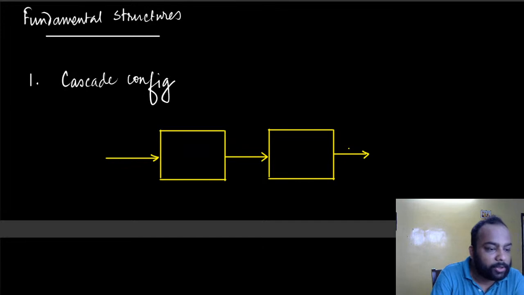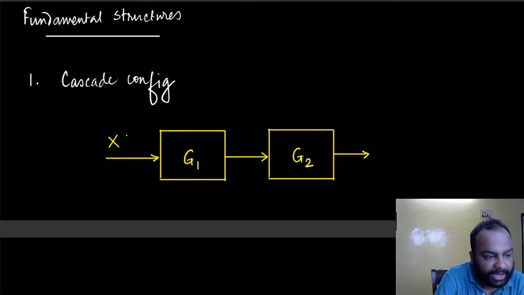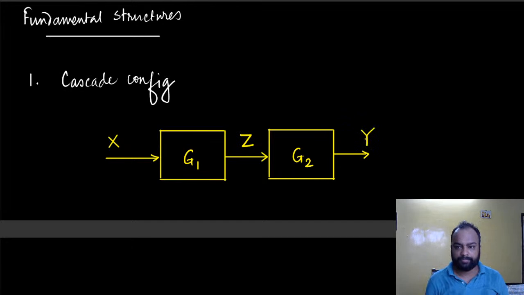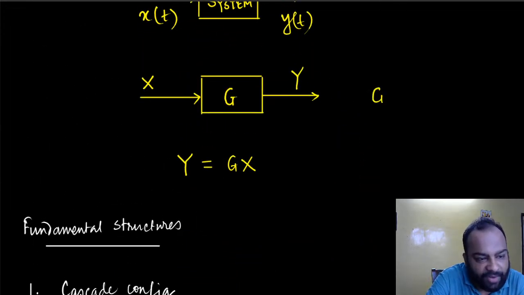Right? So the idea is that if, for example, the transfer function or the frequency response is g1 for this system, and for this system it is g2, then if x is the input here, what would the output here be? Just for the moment, assume the output here to be z, and the output here to be y, right? With that said, let's go back. How did I define g?